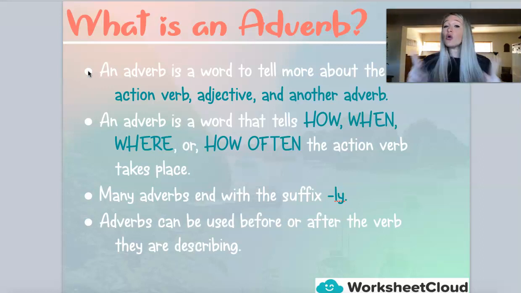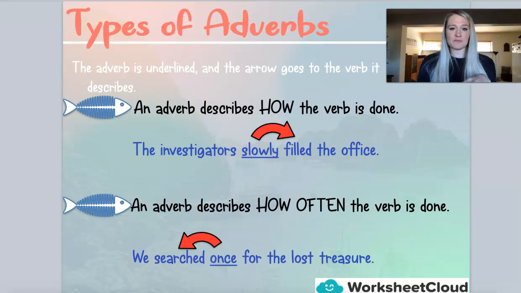Most adverbs, not all adverbs, end in an ly. Okay, so not all adverbs, but most adverbs end in an ly, and we'll have a look at some examples of that. Adverbs can be used before or after the verb they are describing. So most adverbs can be used before or after, which is really great. Okay, so we'll have a look at that. And so there's no specific rule that an adverb is only placed at a certain point in a sentence. Adverbs can be anywhere in a sentence.